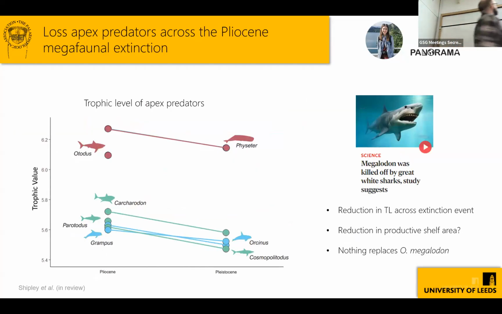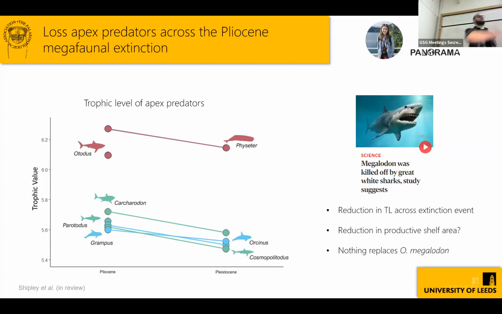What happens to our top predators? So here we just have the trophic levels of our top predatory taxa across the extinction event from the Pliocene to the Pleistocene. Megalodon goes extinct, another big shark, Paratodus, also goes extinct. Carcharodon is your great white. Orcinus, your orcas. Cosmopolitodus, that's a mako shark maybe. Some big porpoise and your sperm whale.